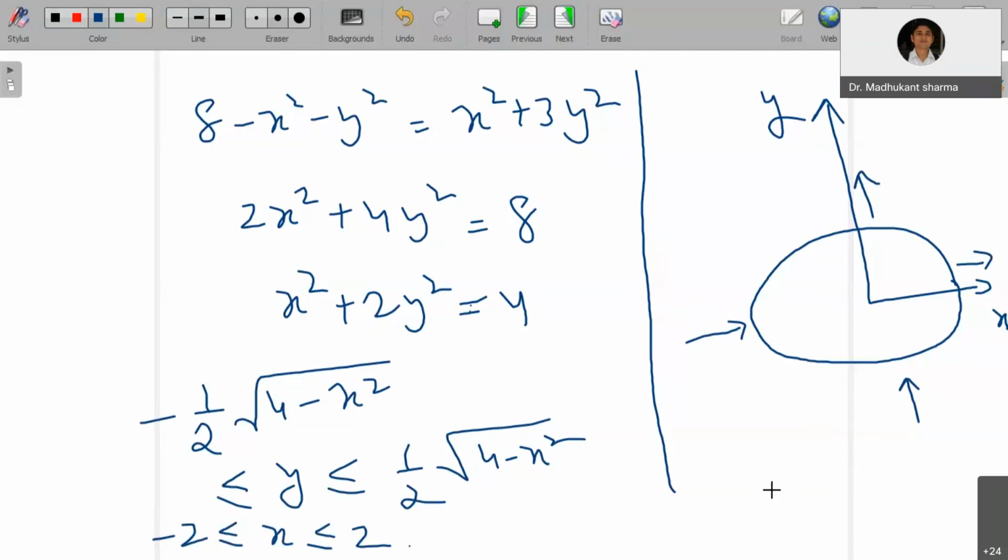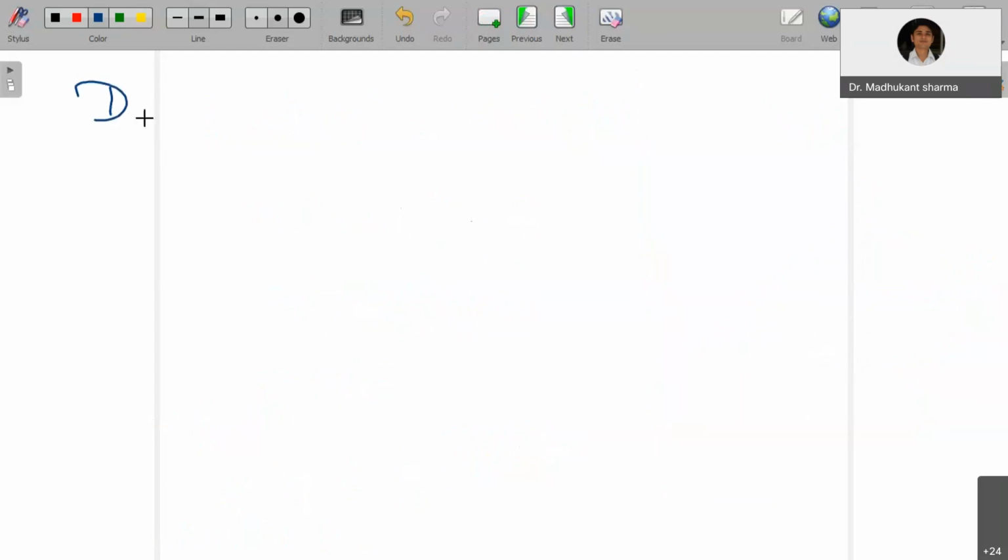Now, in other words, suppose you want to first find the x limit and then the y limit. Then x is from minus to plus square root of 4 minus 2y square. Let me have this. So what is the region? I will define the equivalent region.